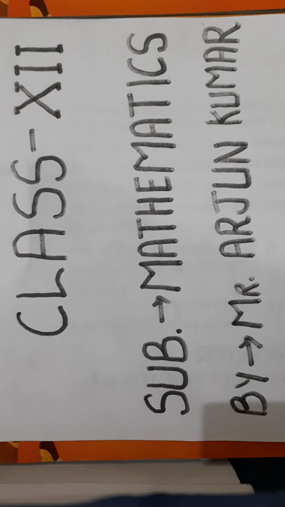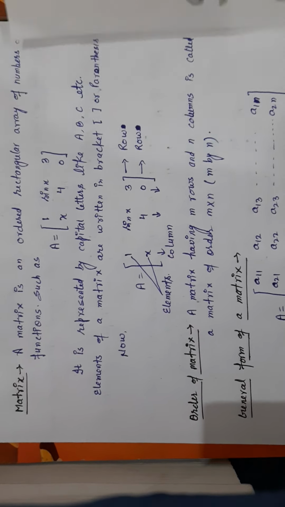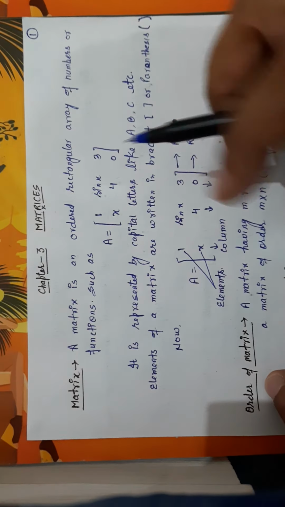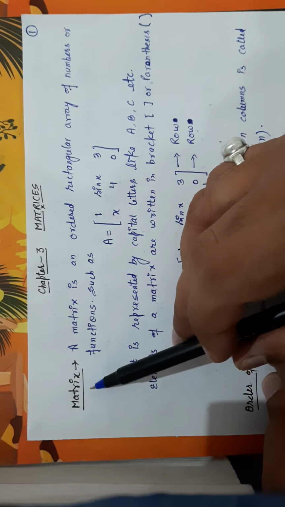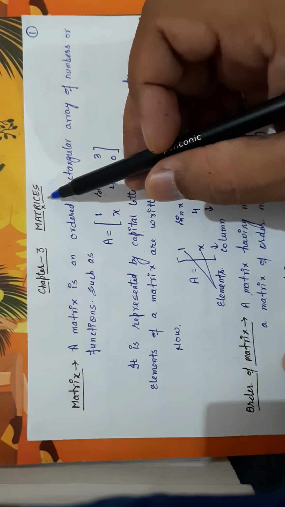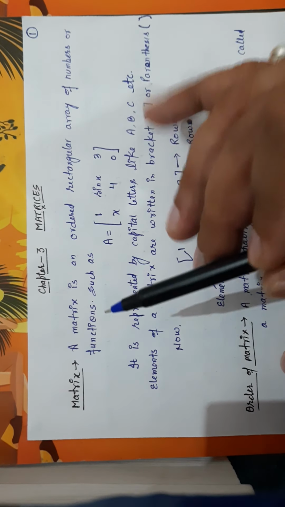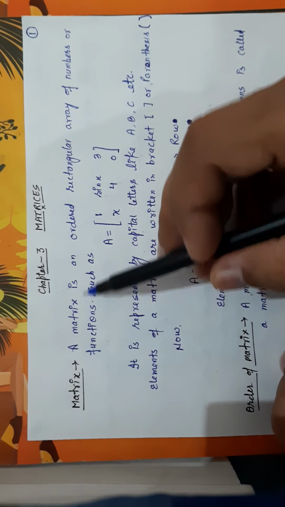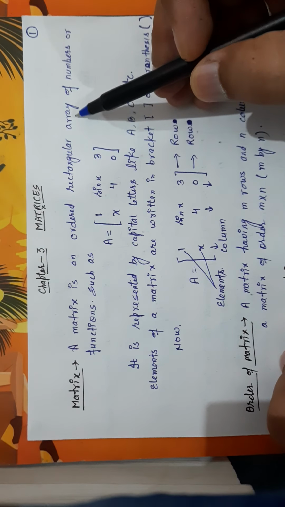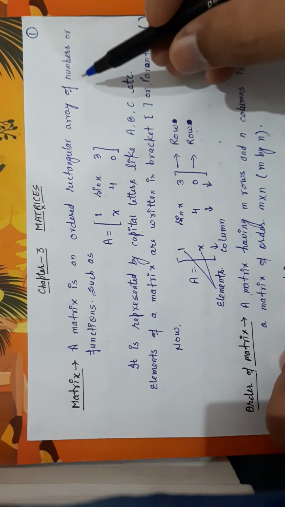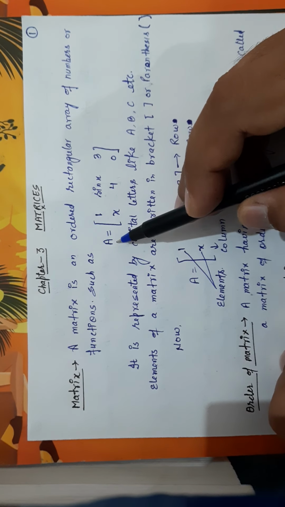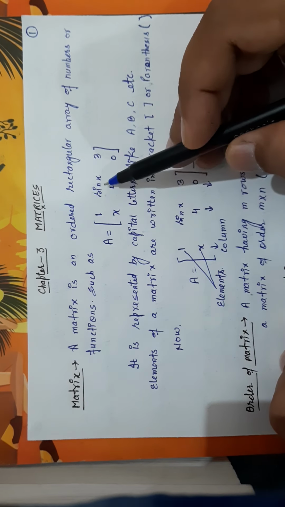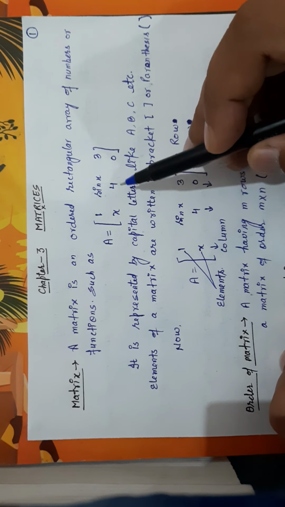Okay, so we'll start class 12th mathematics, chapter 3, matrices. Singular form of matrices is matrix and plural form is matrices. So firstly, what is the matrix? A matrix is an ordered rectangular array. Array means arrangement of numbers or functions, such as matrix A is given by 1, sin x, 3, x, 4, 1.